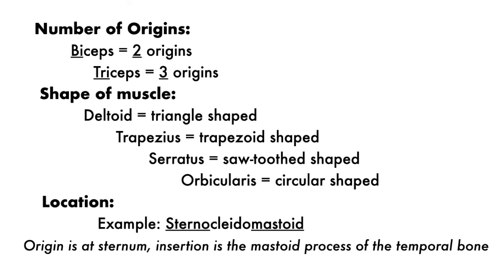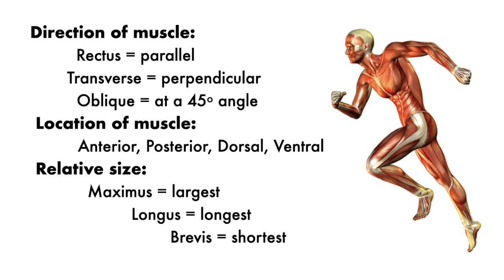Now, location. In the muscle name, they're actually going to give you different locations of the origin or insertion. You can see that here with sterno and mastoid. And then you have the direction of the muscle. Rectus is referring to parallel. Transverse refers to perpendicular. Oblique refers to a 45-degree angle. Now, you should know what parallel and perpendicular refer to, and what a 45-degree angle would look like, if you could think about that in your mind.